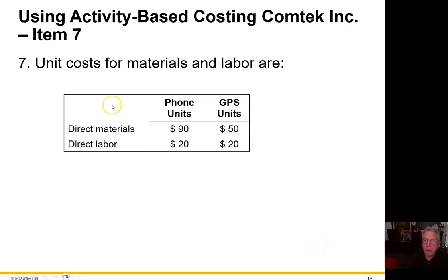So now the unit costs for materials and labor: direct materials for the phone is $90 and $20 for direct labor for the phone units, $50 direct materials for GPS, and $20 for direct labor for GPS.